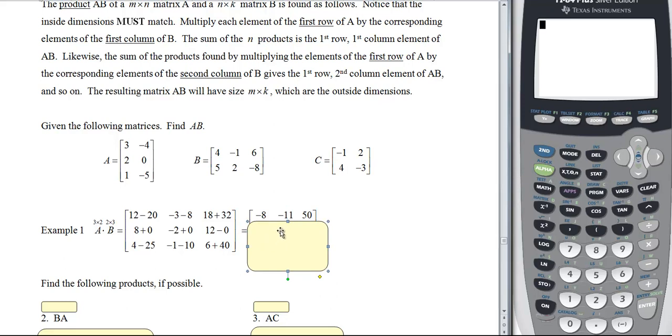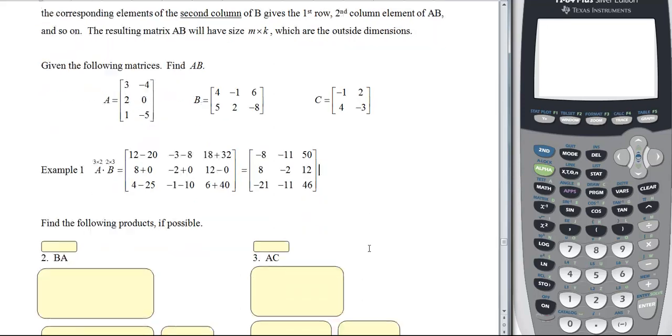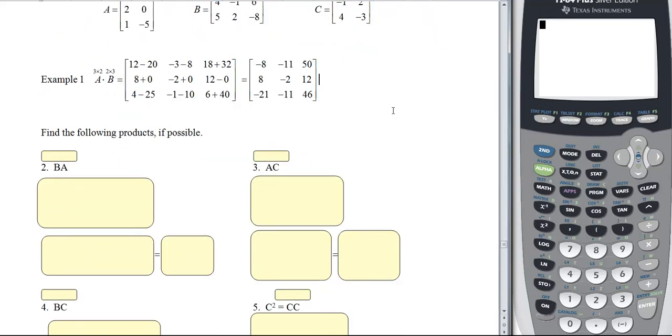Next row, 8, negative 2, and 12. Told you zeros are nice. Last row, negative 21, negative 11, plus 46. Not too bad. So now we've got some problems we're going to do.